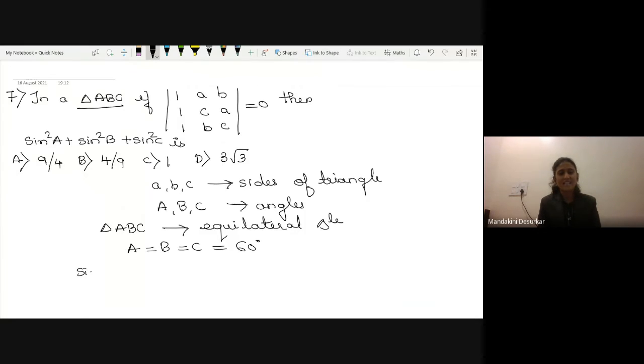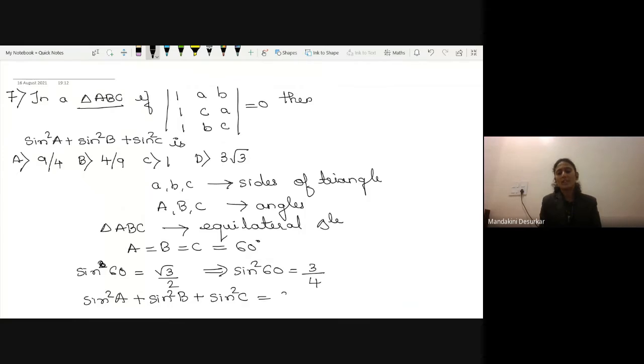What will I say? Sine square A, sine square 60. Firstly, what is sine of 60? Root 3 by 2. So what will be sine square of 60? It is 3 by 4. Now you are going to add it 3 times. Therefore, sine square A plus sine square B plus sine square C will be equal to 3 by 4 plus 3 by 4 plus 3 by 4.